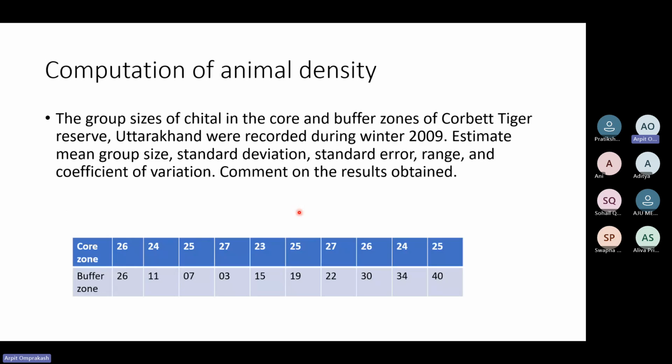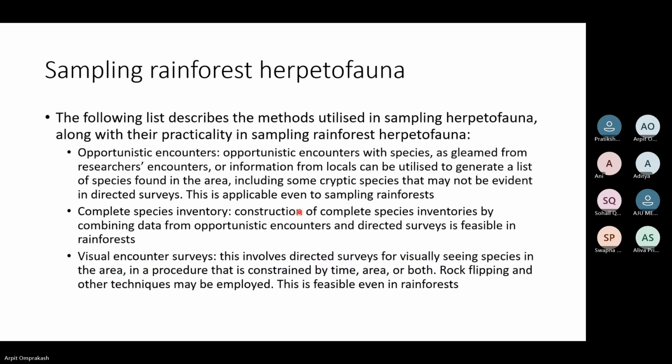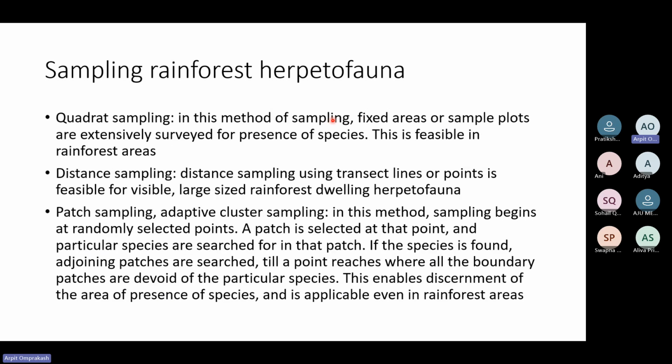Basically, an opportunistic encounter is when you opportunistically encounter the animal, like while you are just going out on a walk or something. Complete species inventory is where you're inventorying the whole species. Visual encounter surveys, you're going looking for that animal. Quadrat sampling is when you're sampling in quadrats.